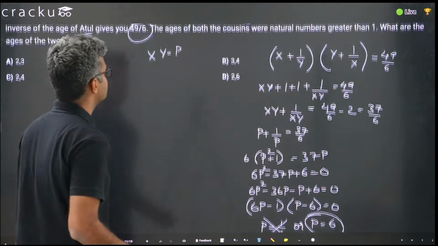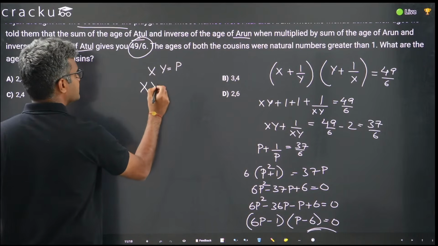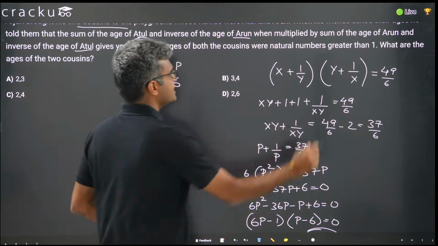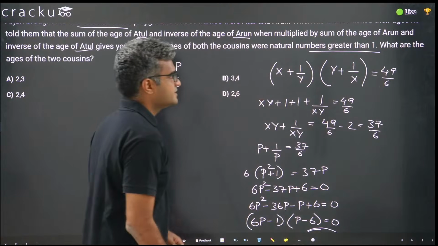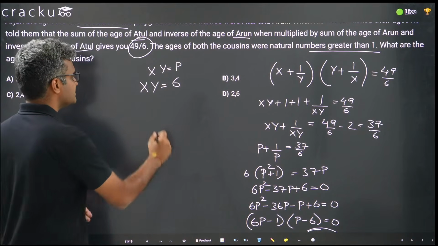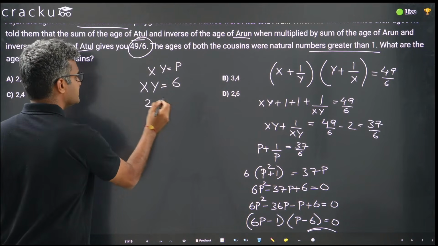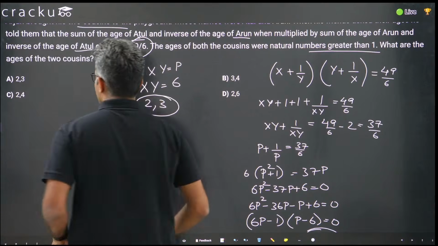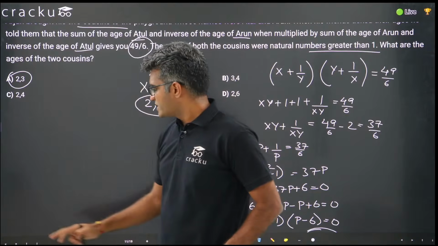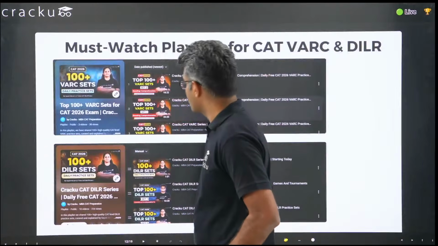That is, x into y is equal to 6. What we are also told is that they are natural numbers greater than 1. If there are two natural numbers, the product of which is 6 and both are greater than 1, the only possibility is that they are 2 and 3. So the answer for this particular question is option A. Let us look at the next question.